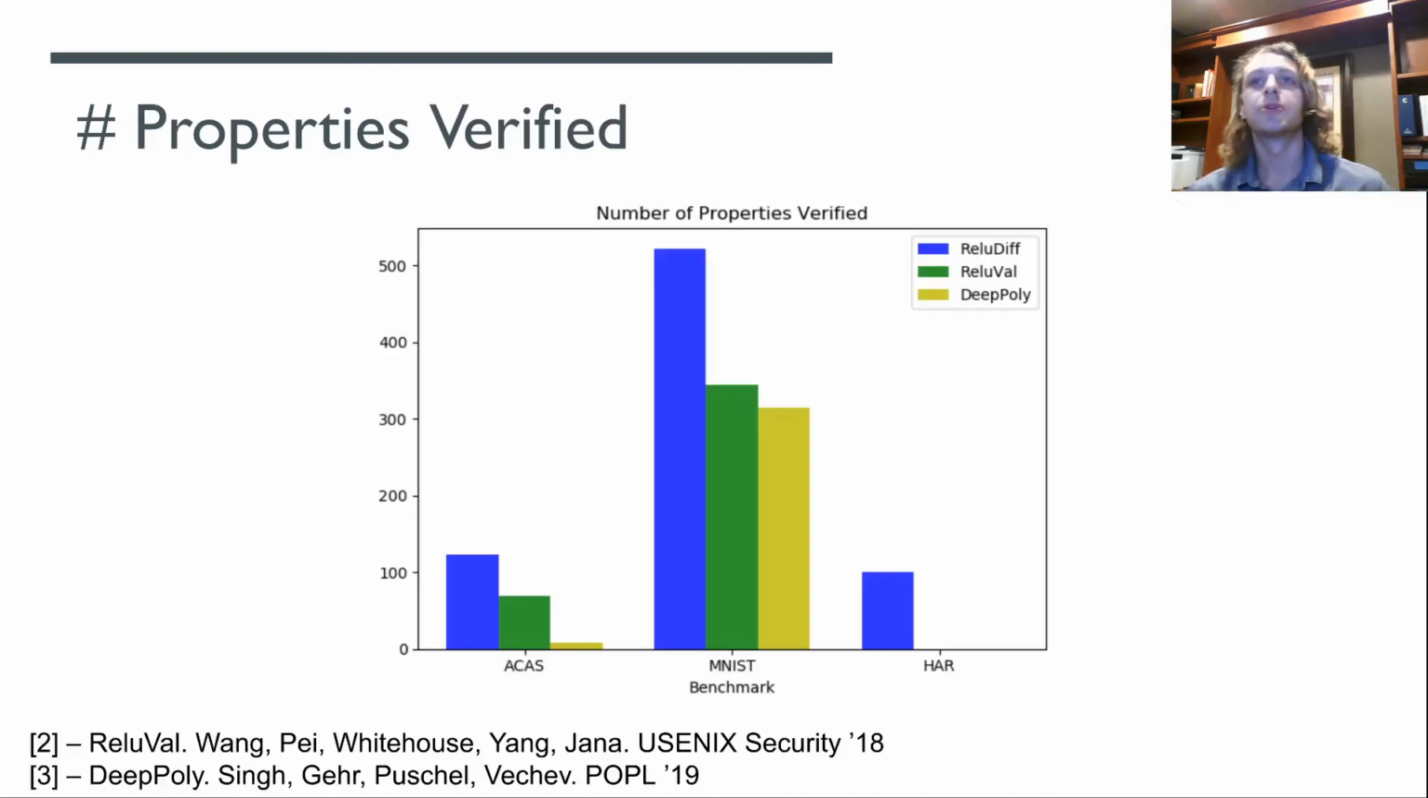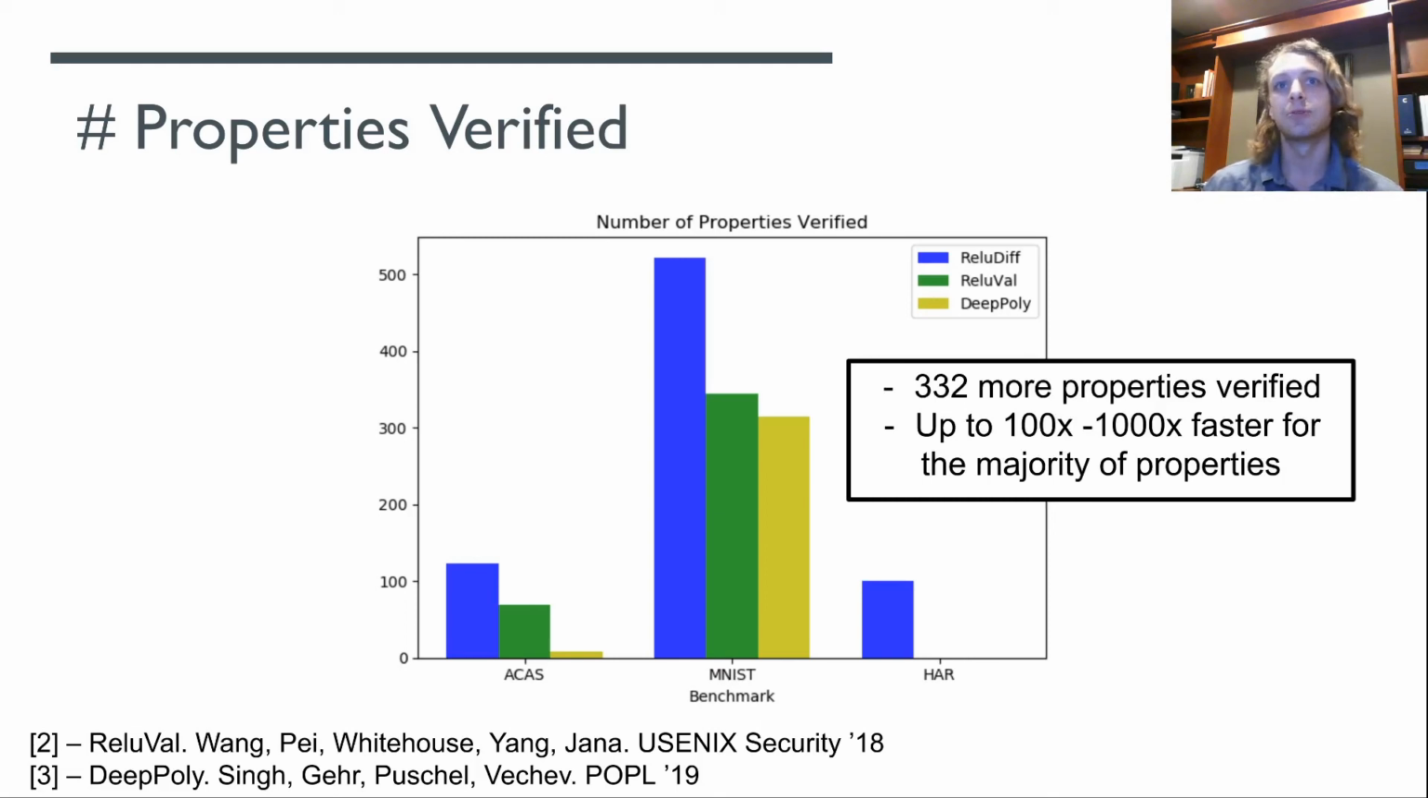As a comparison point, we took 2 state-of-the-art verification tools, namely ReluVal from Columbia and DeepPoly from ETH Zurich. And we used them in the naive way described in the previous slides. So here in this bar chart, the blue bars represent the number of properties verified by ReluDiff, and the green and the yellow are those by ReluVal and DeepPoly. To summarize, ReluDiff verifies 332 more properties than these tools, and for the properties where both tools finished, ReluDiff is often 2 to 3 orders of magnitude faster.